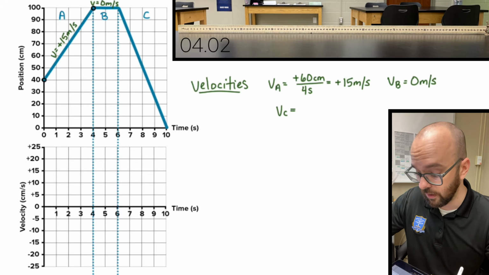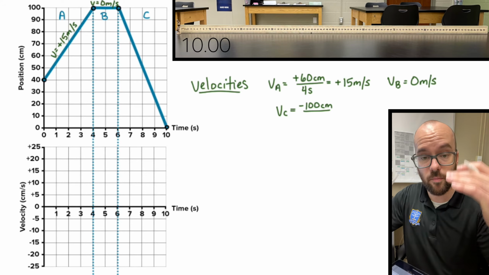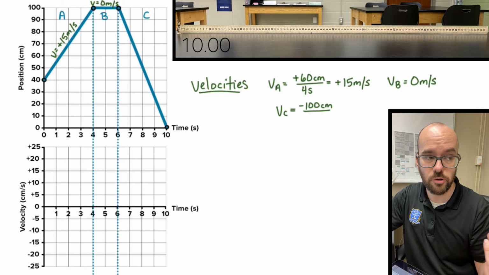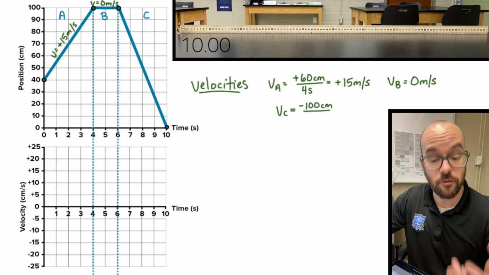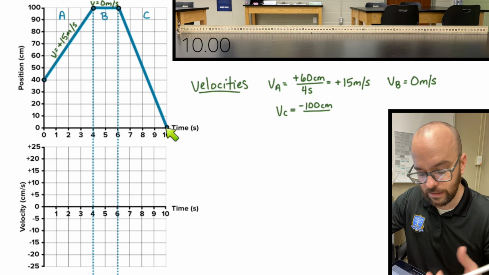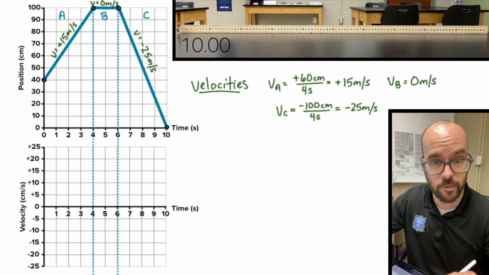And finally, the velocity for interval C, I'm going to look at this point right here, the beginning of the interval, and this point, the end of the interval, and calculate the slope there. So I travel from a position of 100 centimeters to a position of 0 centimeters. And that's going to be a negative rise because I went from 100 to 0. So I went in the negative direction, or the toy soldier went in the backwards or negative direction. And it took 4 seconds to do so. I can see that here the interval started at 6 seconds and it ended at 10. 10 minus 6 is 4 seconds. And so I get a velocity of negative 25 meters per second in interval C.